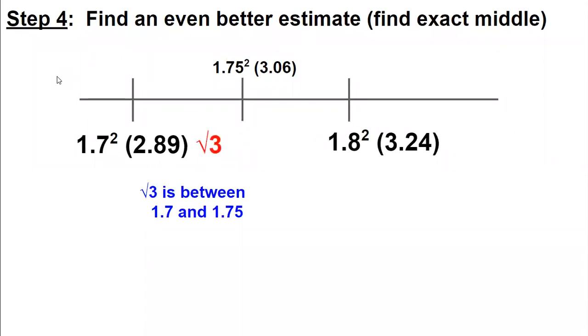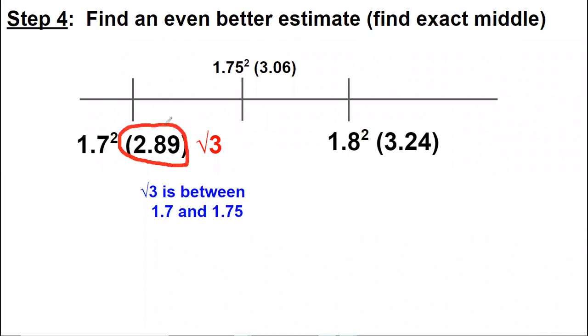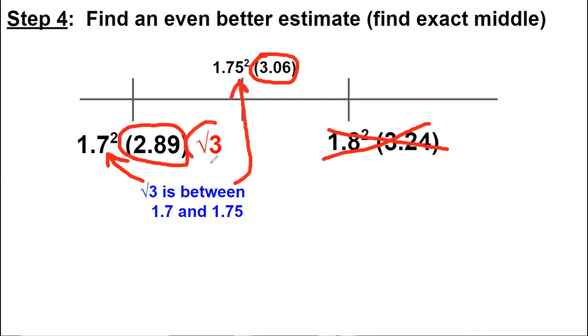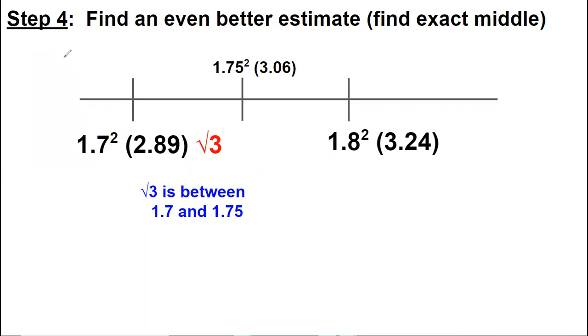So now, let's take a look. Square root of 3 then. Let's look at, we have 2.89 and 3.06. So now we're going to drop this one off because 3.24 is too high. So now we know square root of 3 is between this 1.7 and it's between this 1.75. So here's square root of 3 now. It's right in here. So now we're getting an even closer estimate. So 3.06 is pretty close to 3. So we are pretty close.